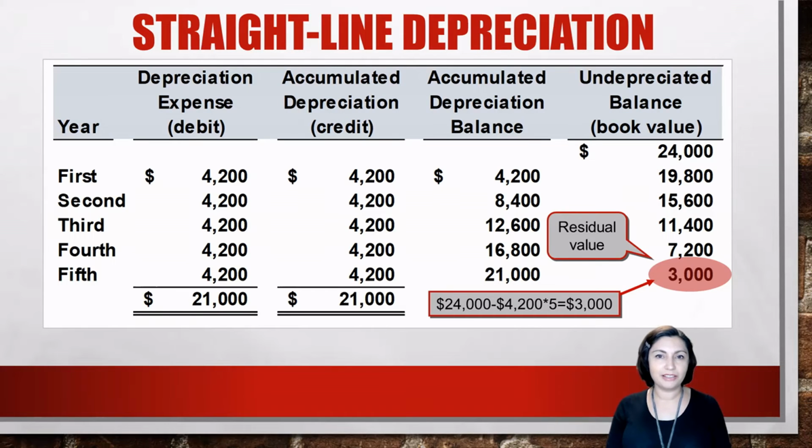The cost of the asset less accumulated depreciation at the end of any year is called book value. Book value decreases by $4,200 each year. At the end of the asset's useful life, the book value is equal to the estimated residual value. This should be true regardless of the method used.